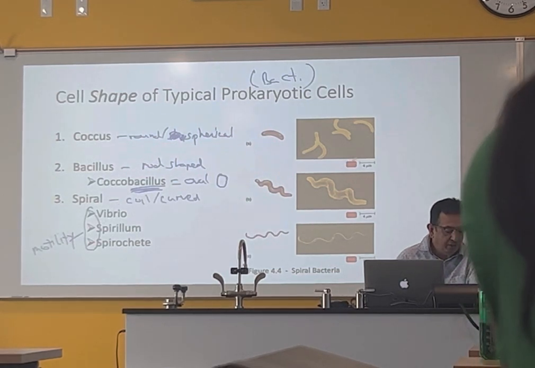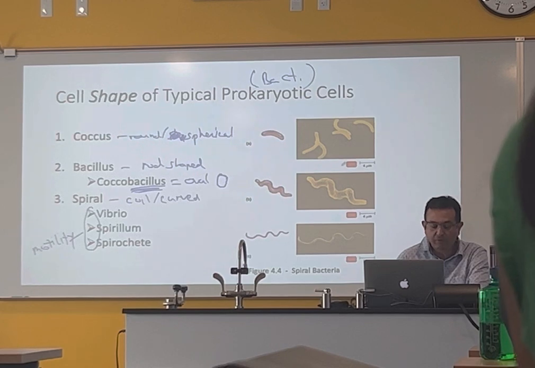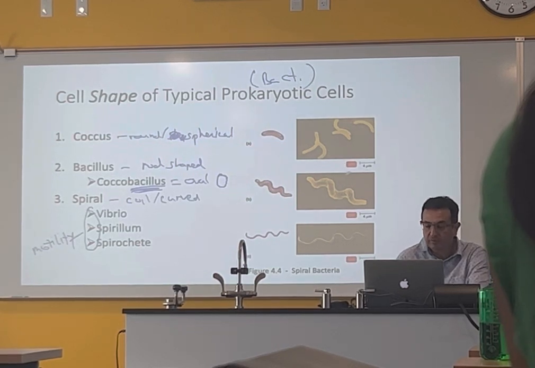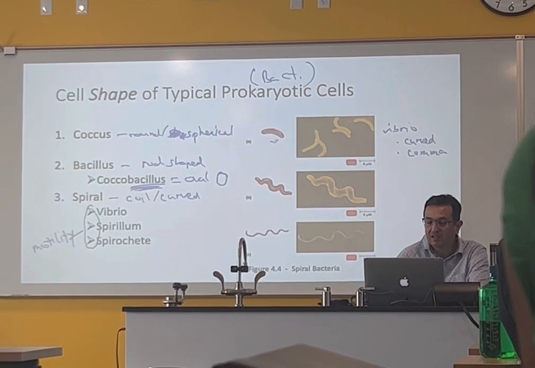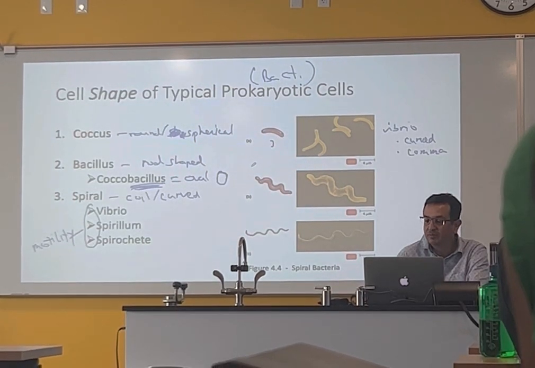And up here, from these pictures from your book, figure 4.4, these are referring to the spiral shaped bacteria. This one up here is the vibrio. The vibrio is described as a curved shape, or almost like a comma, like the punctuation mark. It's kind of bent a little bit. So that's vibrio.